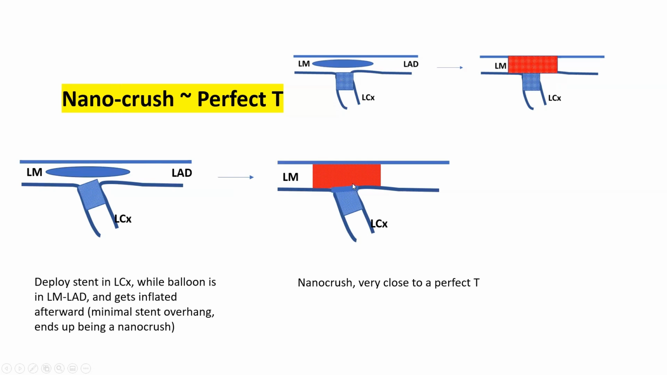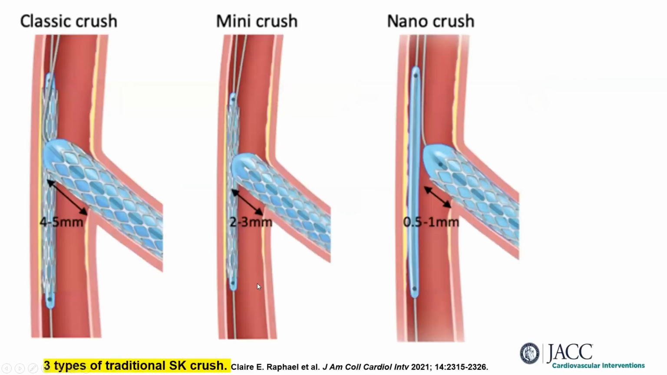You have a tiny, tiny area here being crushed against the wall, but most of that area is just a single stent layer, that red stent. For that reason, perfect T is almost a nanocrush. We can use those terms interchangeably, and we apply that technique to the 90-degree angle. This is different from the standard crush, whether standard single kiss or double kiss crush, where you have a larger portion of stent being crushed and more metal layer overlap.